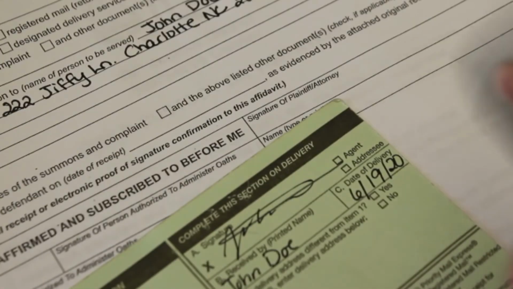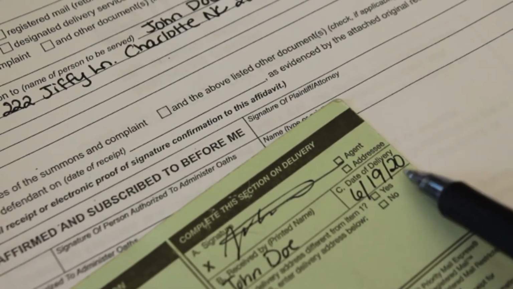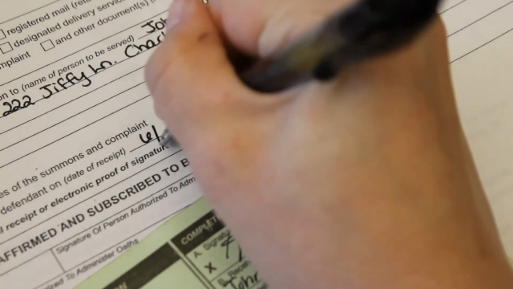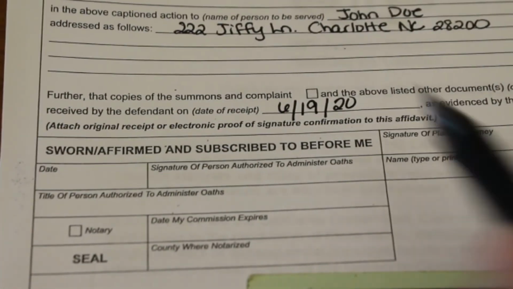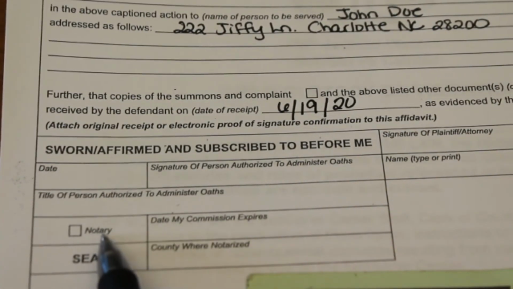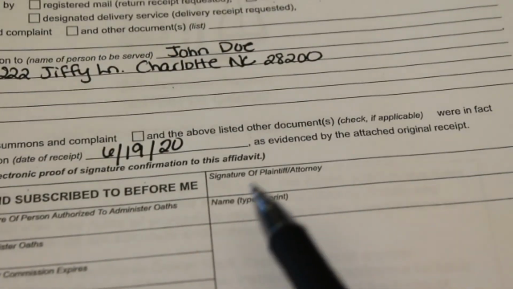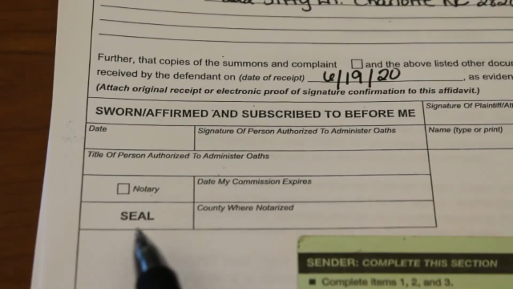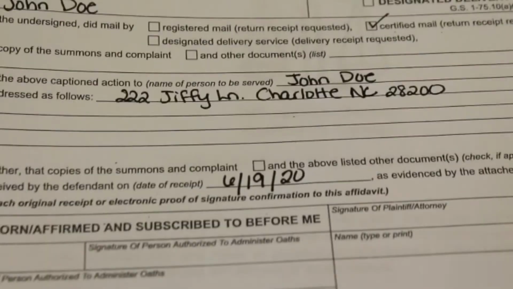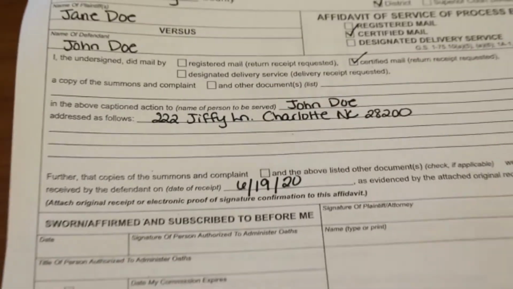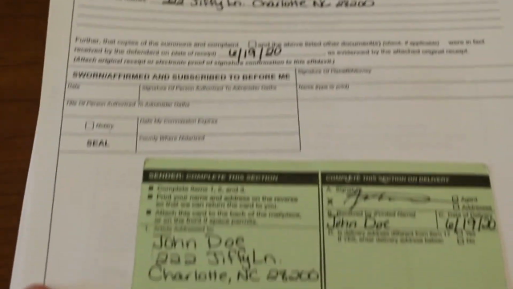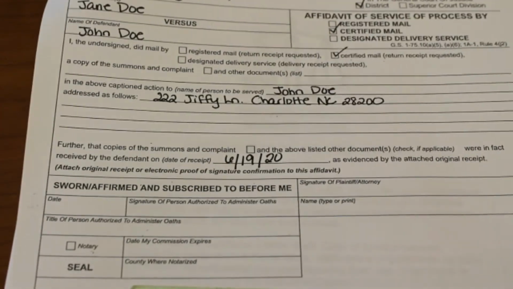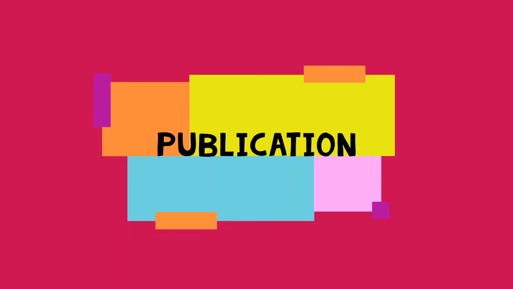Lastly, you will need to include the date of receipt. This is the date on the green card where it states date of delivery. That tells the court the date they were served. Once you have completed this form, you will need to get it notarized. Do not fill out that section until you are in front of a notary public. Again, you can find a notary at the SelfServe Center, at your local bank, or in the Yellow Pages.